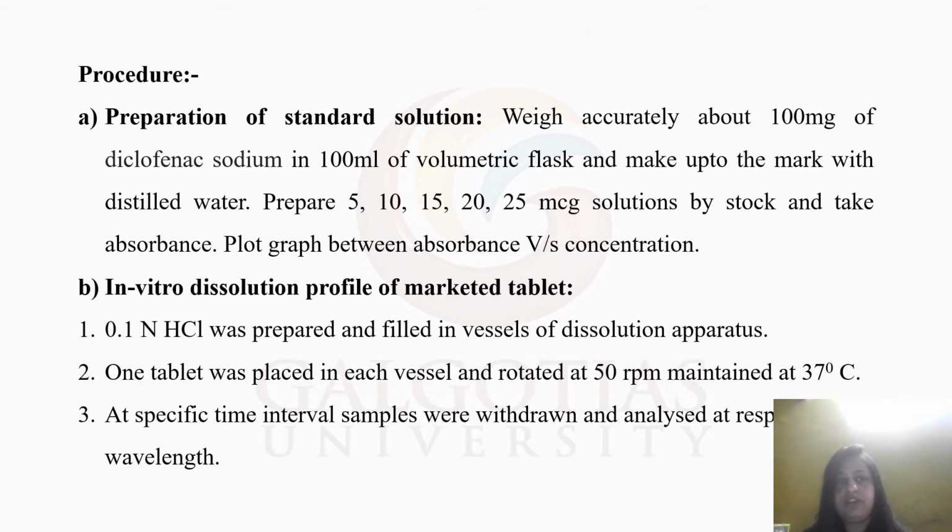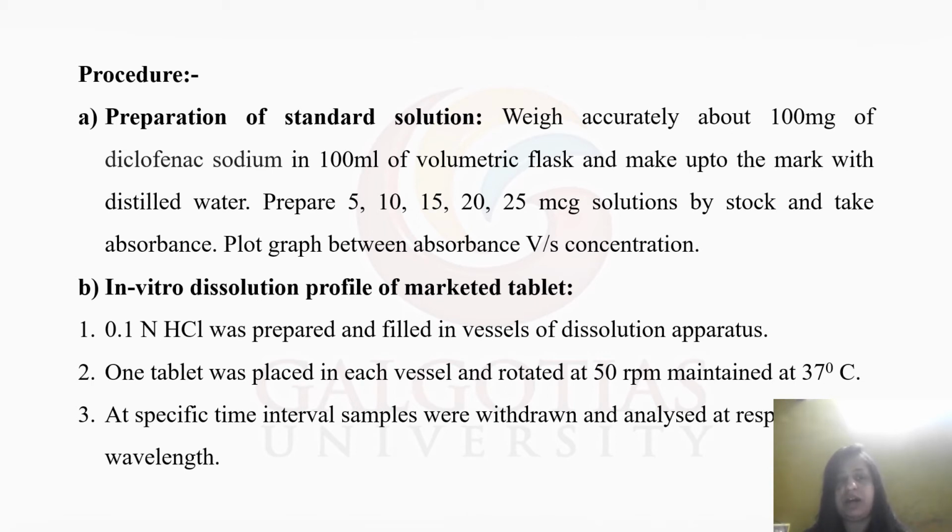In this practical, firstly we are going to prepare a standard curve of diclofenac sodium. For this, accurately 100 milligram of diclofenac sodium is weighed and transferred to a 100 ml volumetric flask, and then made up to the mark with distilled water. After that, serial dilutions are prepared in the concentration range of 5, 10, 15, 20, 25 microgram per ml, and then absorbance is taken. After that, a graph is plotted between concentration and absorbance.